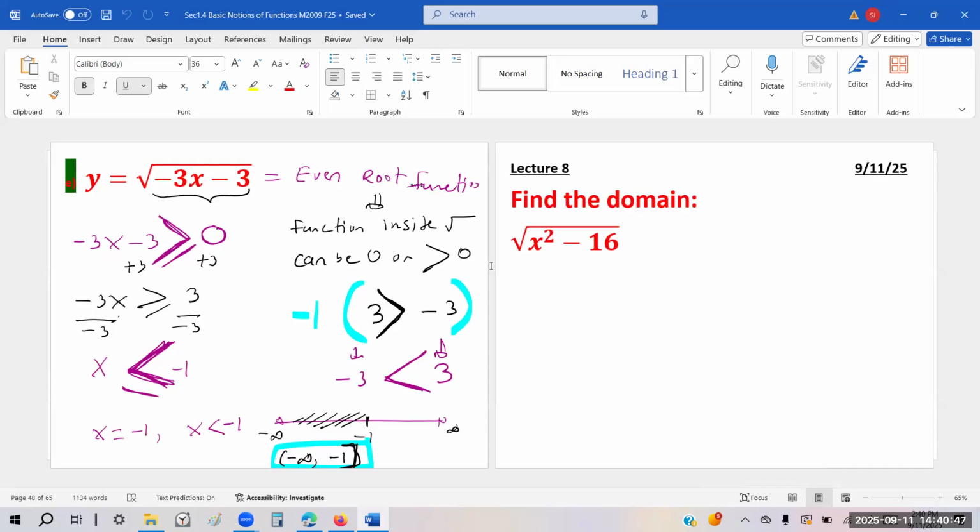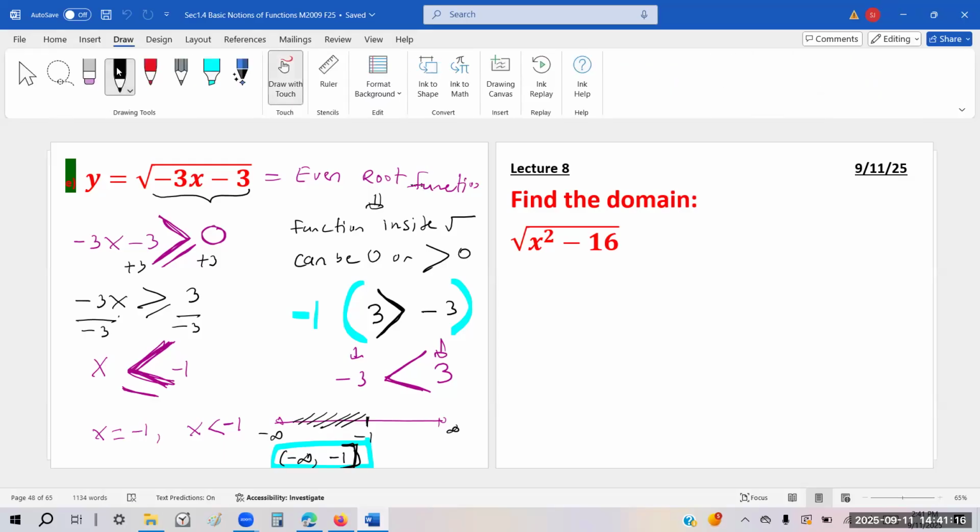And now we are going to do a similar case, but this time we don't have only x inside the radical, we have x squared inside the radical. So, how do we start? We know whatever we have inside that function, x squared minus 16, can be 0 or it can be positive. Right? Whatever we have inside, that result can be 0 or can be positive.